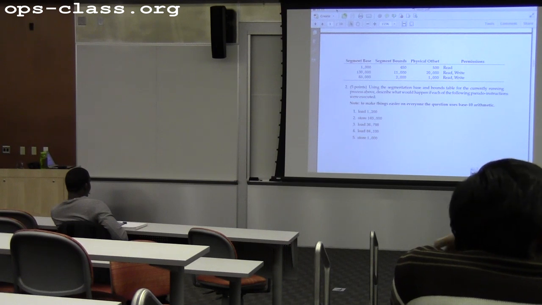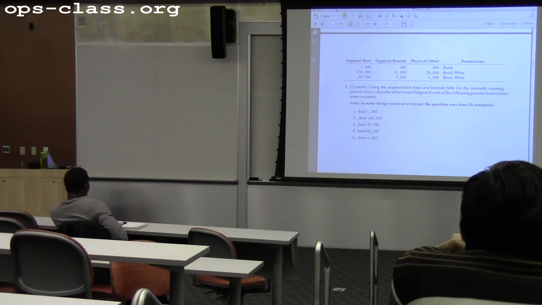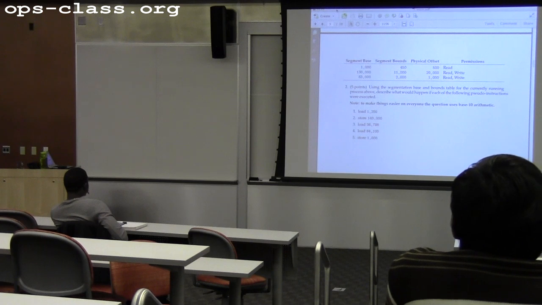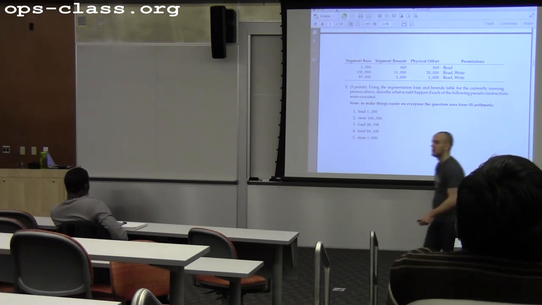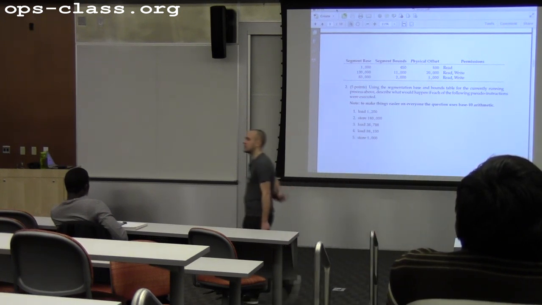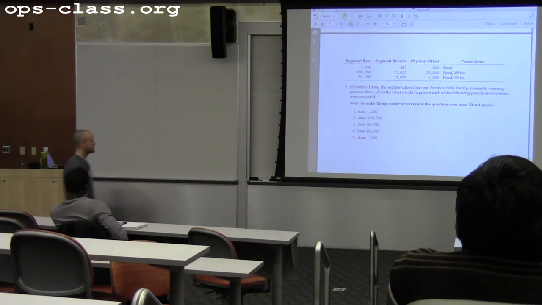Okay, so here's our table, right? And here are four potential queries to the MMU from the process, right? These are addresses that the process is trying to use, right? I've divided these into loads and stores, and you notice that the segments here are annotated with permissions, right? Which is something that I could do. I could tell the MMU this segment is marked read-only or read-write or whatever, okay?